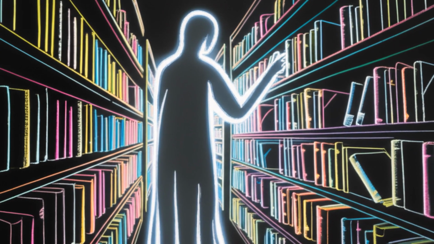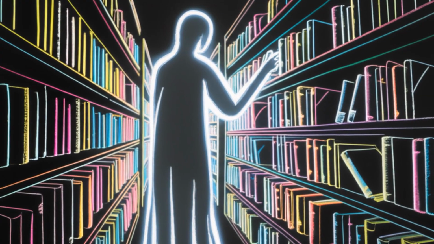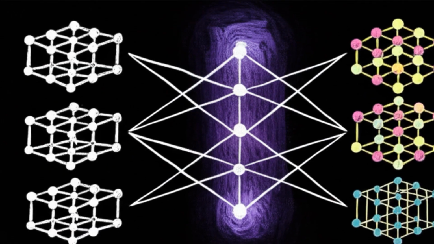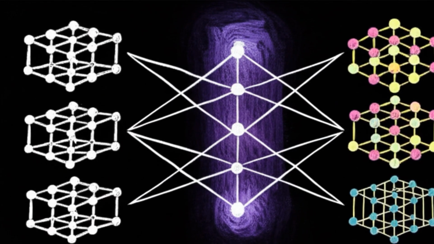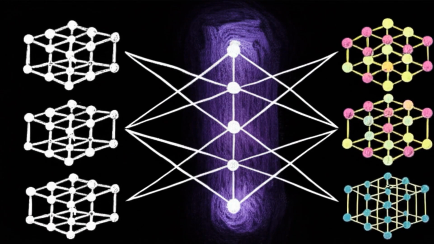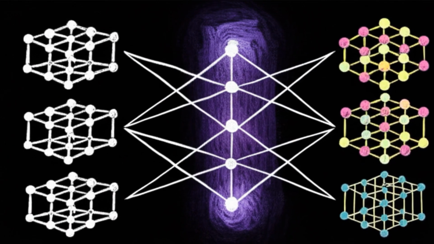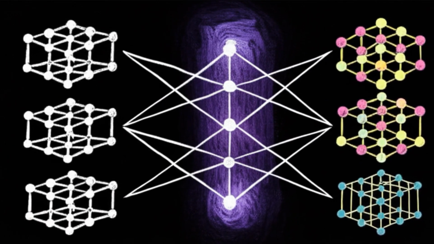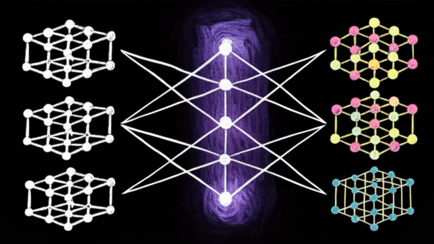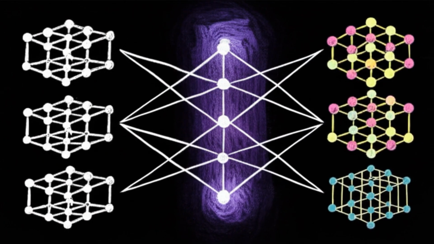Now we've built a librarian that can read the titles without opening the books. This librarian is a neural network, and its language is chemistry. Scientists feed it thousands of known materials, showing it an atomic structure and pairing it with its measured properties, like strength, conductivity, or melting point.